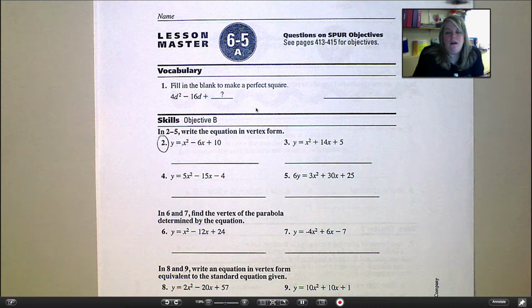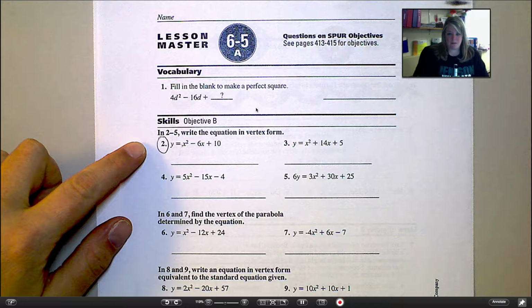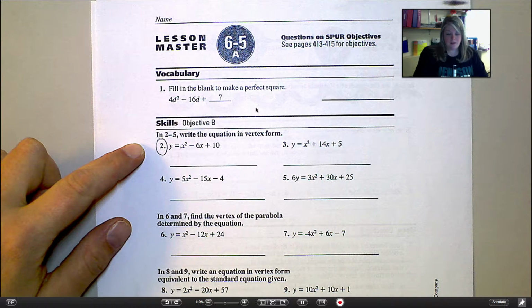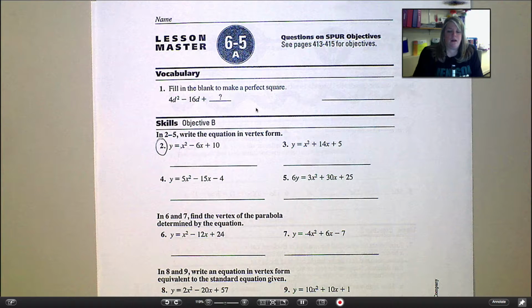Hi everyone. In this video I'm going to talk about the process of completing the square, just to review it with you. And I'm going to do example number 2. This is from the Lesson Master packet that you took home over the weekend. I want you to know that completing the square should work for any problem on this page.